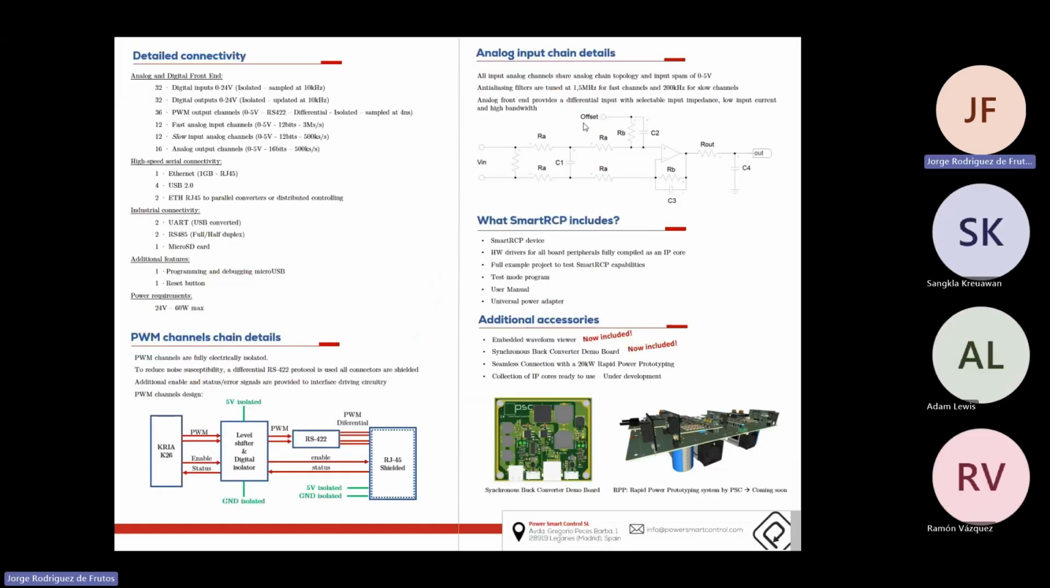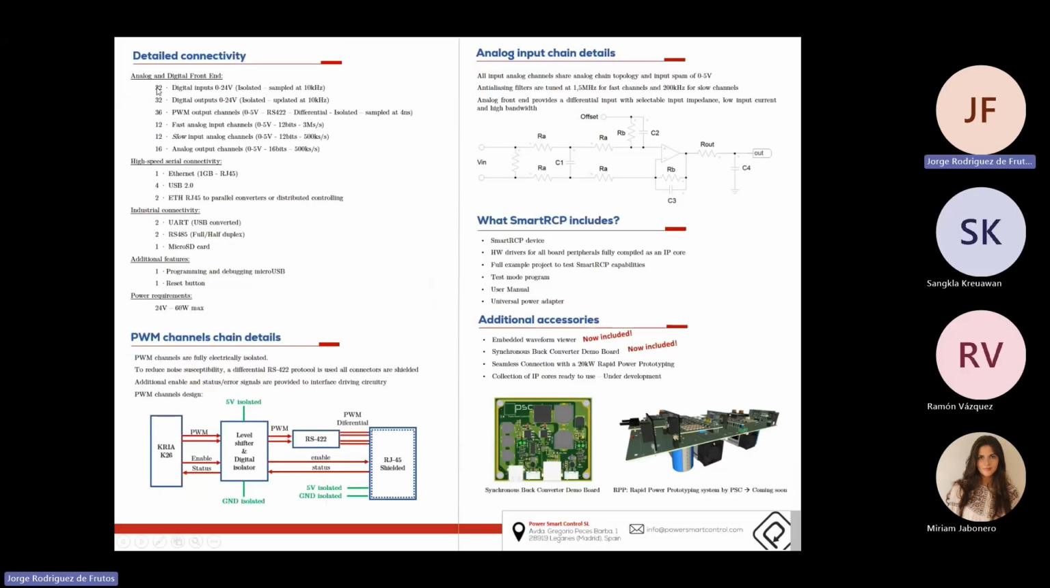The connectivity of the system consists of the following: 32 digital inputs and 32 digital outputs, both of them from 0 to 24 volts, all of them isolated and with an update rate of 10 kilohertz. We also have 36 PWM output channels. They are differential, they are isolated, and they are sampled at 4 nanoseconds.